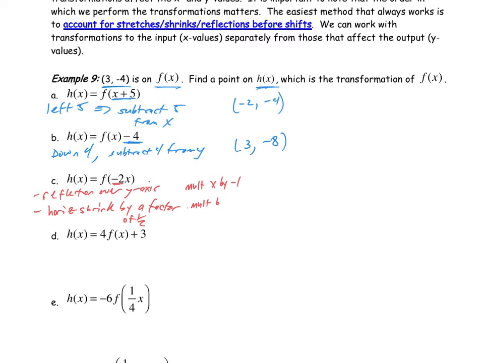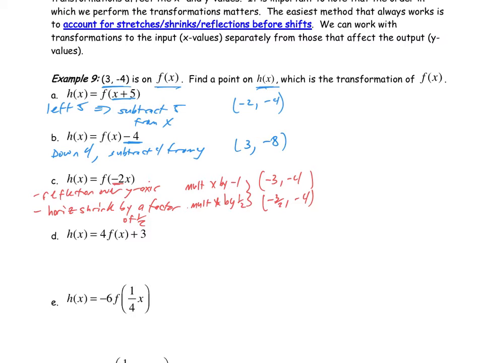We can combine these into one step. I'll do it in 2 steps here. So if we multiply x by negative 1, we get negative 3, negative 4. And then we multiply x by 1/2, we'll get negative 3/2, negative 4.